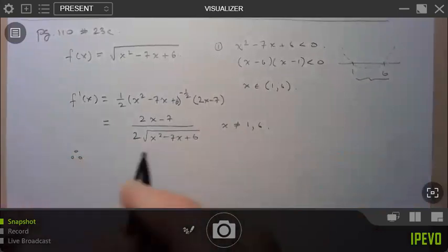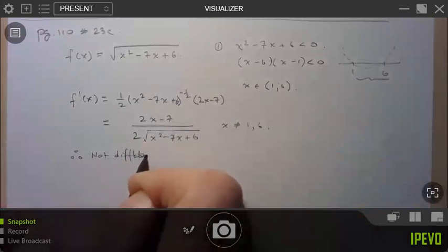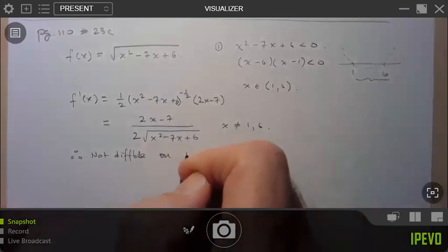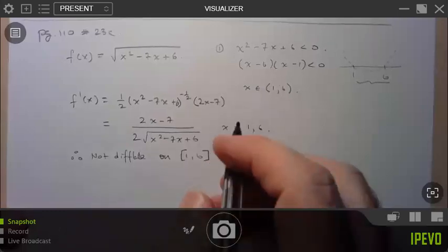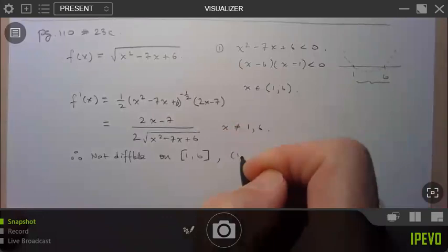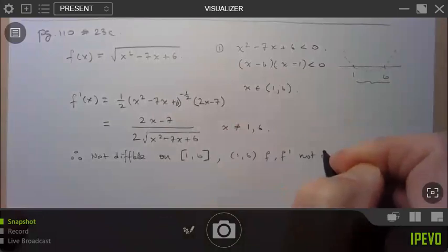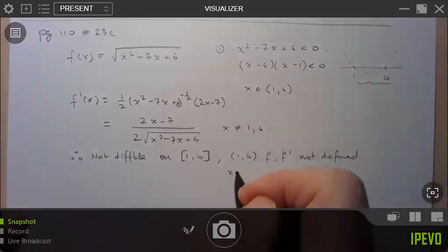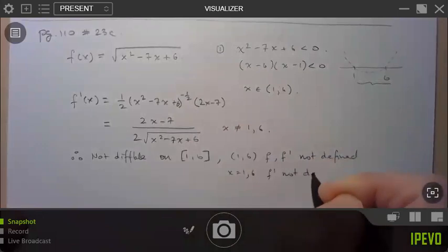So my answer is going to be, not differentiable. Let's remember my shorthand for differentiable on 1 to 6, but I'm going to have to include those two. And here's an explanation. Well, on 1 to 6, f and f prime are defined. But at x equals 1 and x equals 6, f prime is not defined there. So that's why I had to also eliminate those.